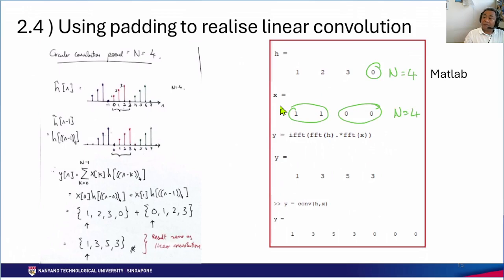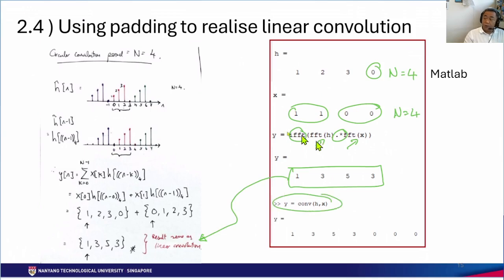We are using 4-point DFT. So simply we take the DFT of h, the DFT of x, and we multiply them together. Dot star means we are multiplying element-wise, and we perform inverse FFT, and out comes y as 4 numbers, exactly the same as this. Now I can do, of course, convolution of h and x, and you realize it's 1, 3, 5, 3 with zeros after that. So we know that only these 4 points are important because it will be 0 after that. Thank you.